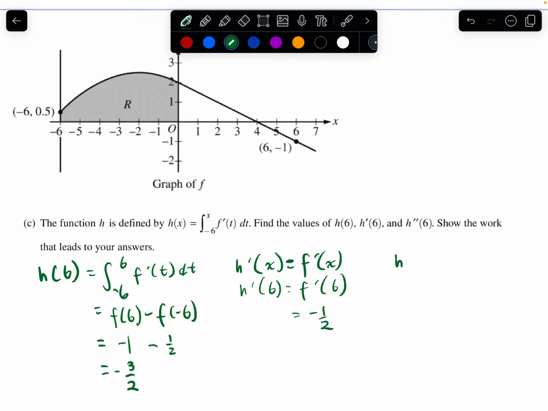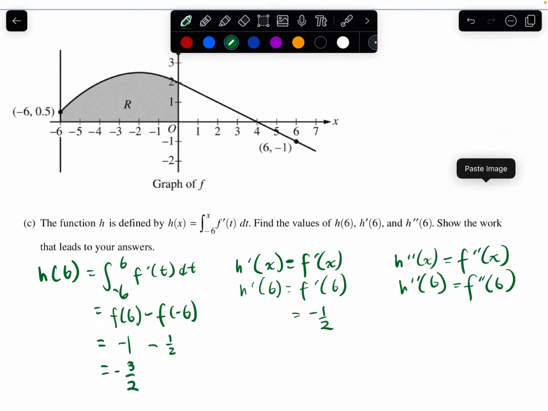And finally, let's look at h double prime of x this time. h double prime of x has got to be f double prime of x. So h double prime of 6 is the same thing as f double prime of 6. And what is f double prime of 6? Well, we're looking at this function here. We can say that because h prime is constant on our closed interval from 0 to 7, the derivative of a constant has got to be equal to 0.